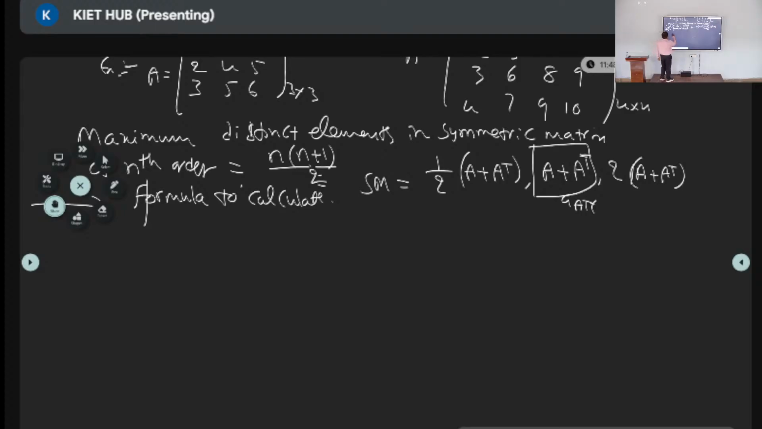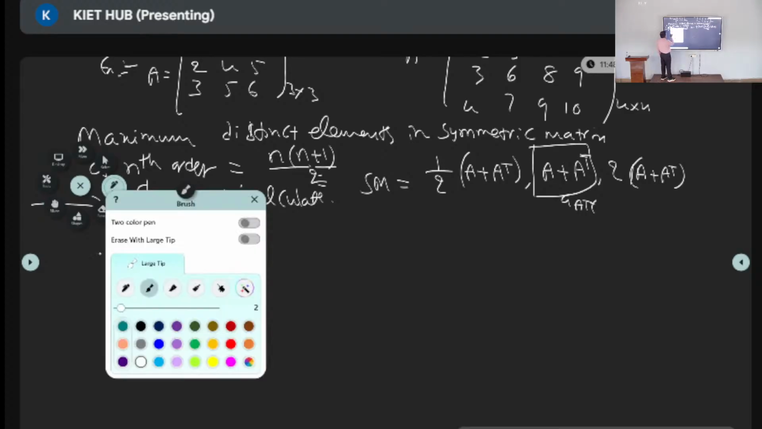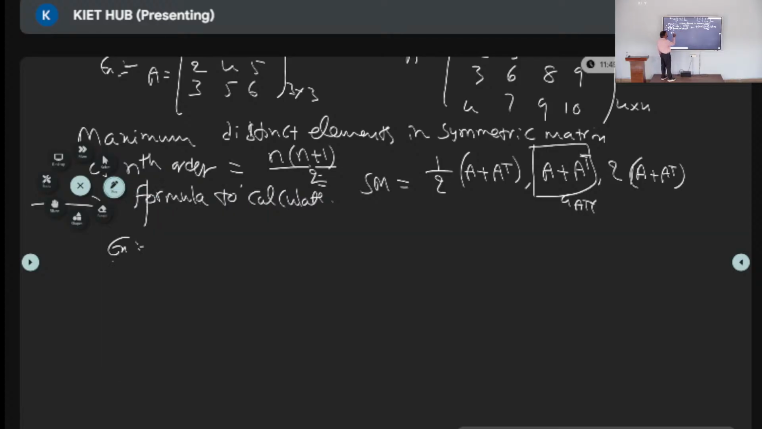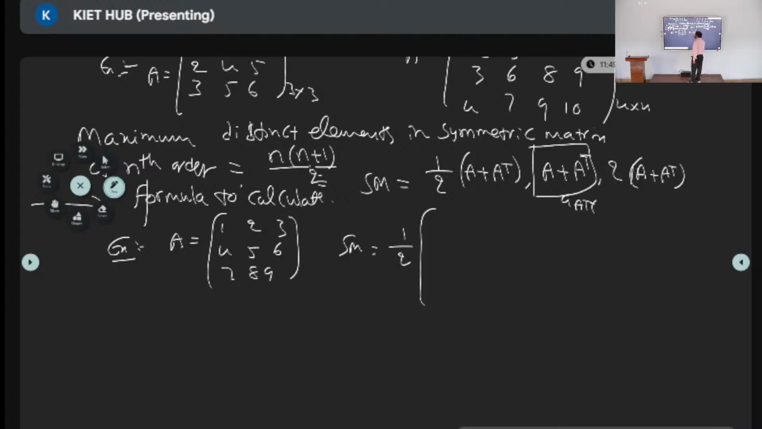So if you observe an example here, matrix A is given: 1, 2, 3, 4, 5, 6, 7, 8, 9. What is its symmetric matrix? What is the formula for this symmetric matrix? Half A plus A transpose.